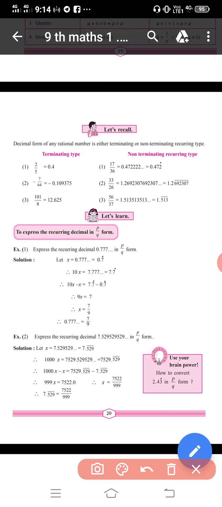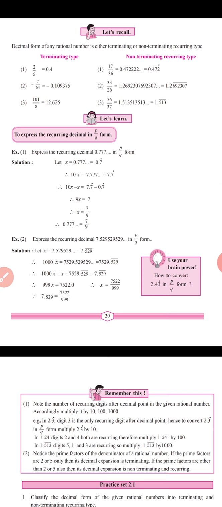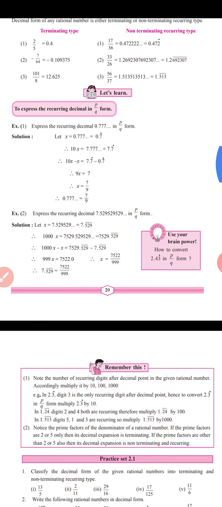By using this method, we have to solve the following example also. Express the recurring decimal 7.529529529 in p upon q form. Here the repeated number is 529, 529, 529. So 529 is repeated and repeated, so we multiply x by 1000.